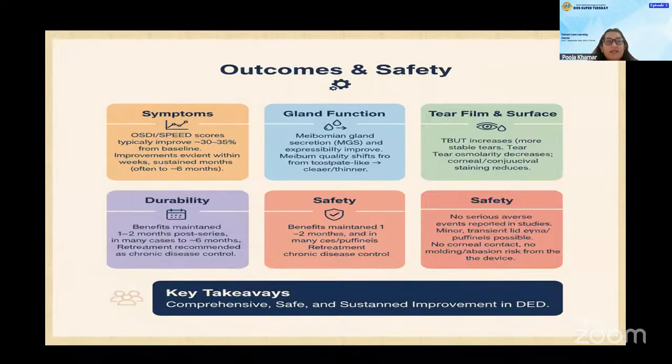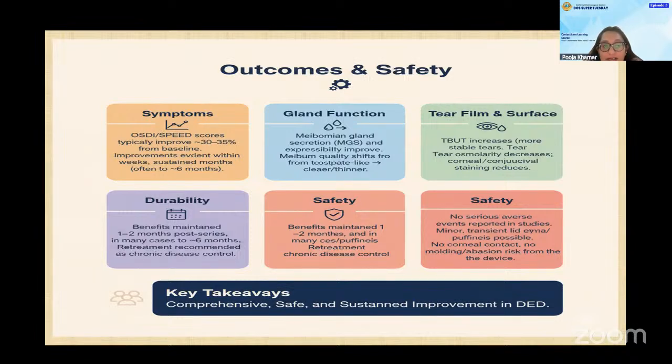The literature says that the OSDI and the SPEED questionnaires typically improve by 30 to 35% from baseline after one sitting, and there is an improvement evident within weeks, often sustained up to 6 months. Also, the meibomian gland secretion and expressibility improve. The meibum quality shifts from toothpaste-like to clearer and thinner, good quality fluid. The TBUT increases also, and the tear osmolarity reduces. The conjunctival and the corneal staining gets better.